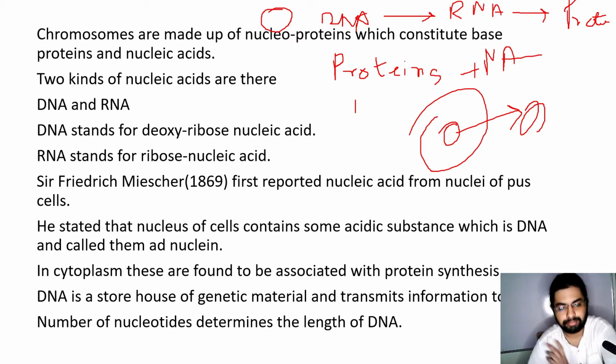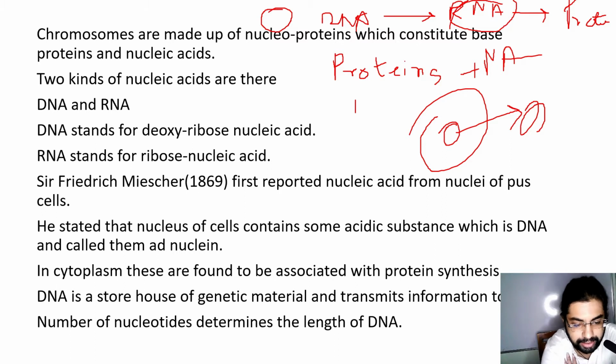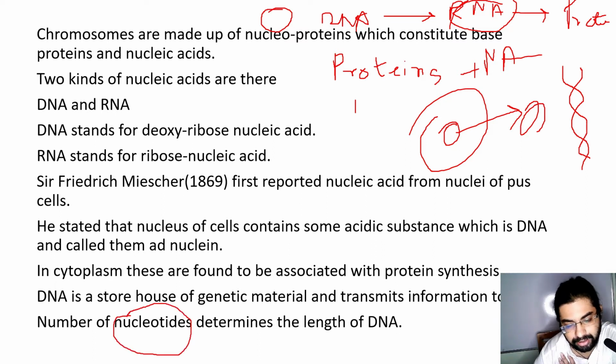So in cytoplasm, these DNAs are found to be associated with protein synthesis by a process called translation, by forming the intermediate mRNA or messenger RNA. DNA is thus considered the storehouse of genetic information, or the genetic material, and transmits information to the offspring. The number of nucleotides determines the length of DNA. So how many nucleotides are present determines the length of DNA. Now, what are nucleotides? These are all new to you. I'll explain this in my next video, which is the Watson and Crick model of DNA.